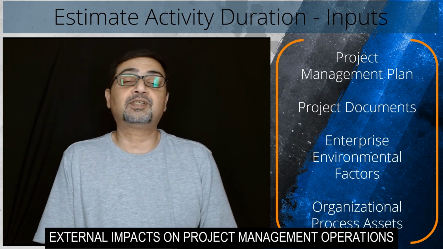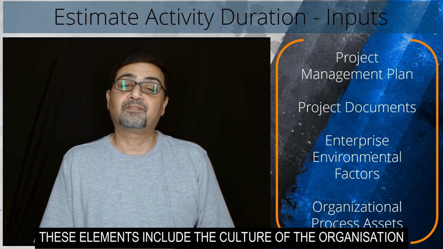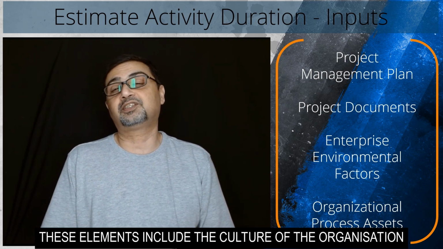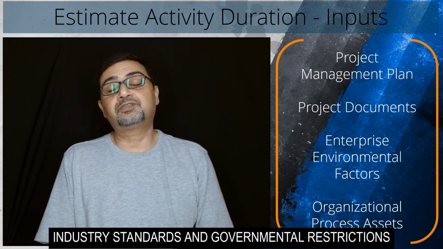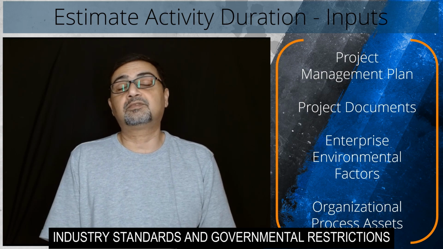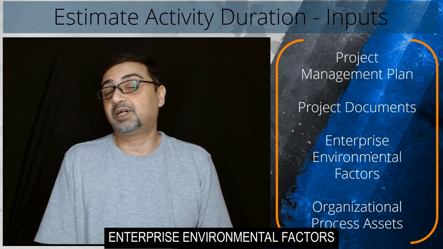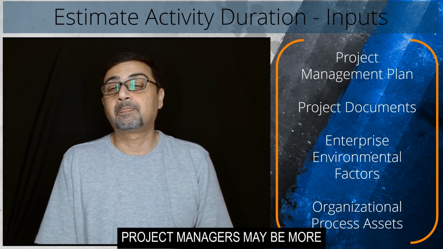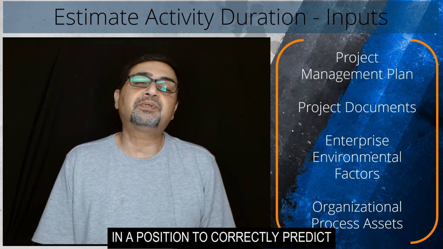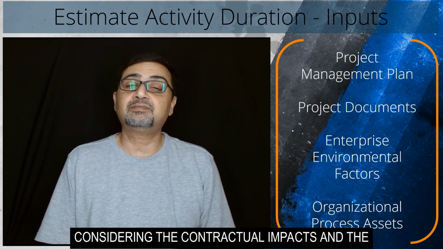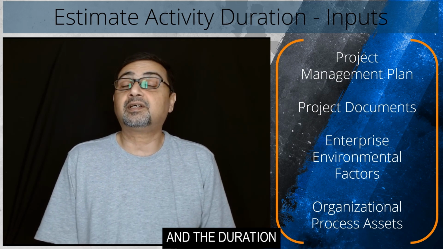Then we have the enterprise environmental factors. External impacts on project management operations are referred to as enterprise environmental factors. These elements include the culture of the organization, its infrastructure, market circumstances, industry standards, and governmental restrictions. By taking into consideration the enterprise environmental factors, project managers may be in a position to correctly predict the activity duration, considering the contextual impacts.